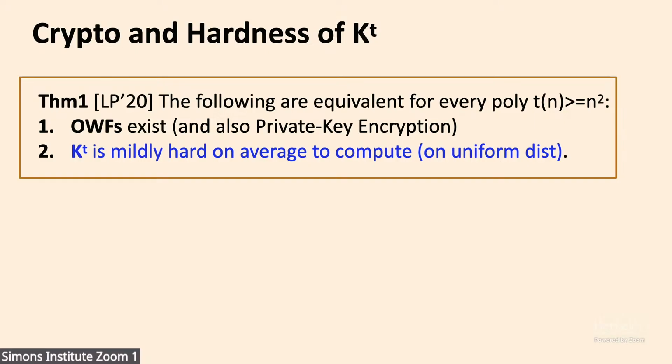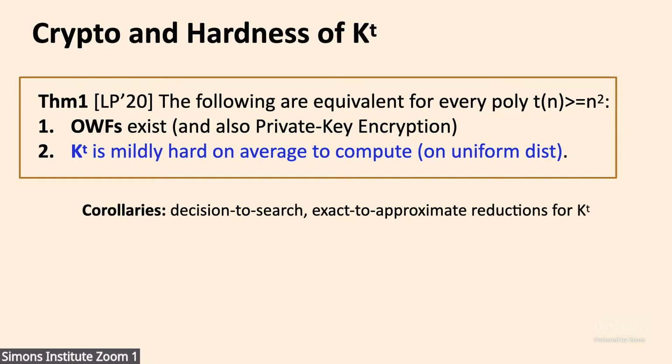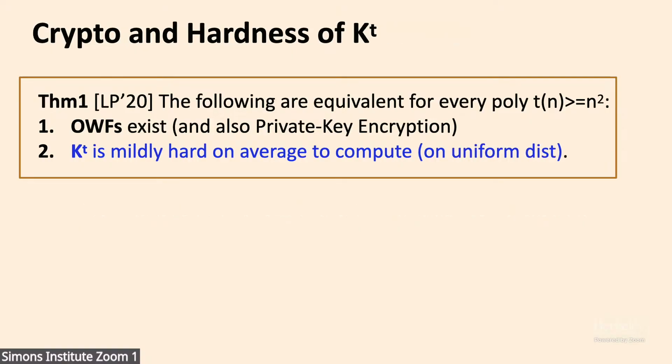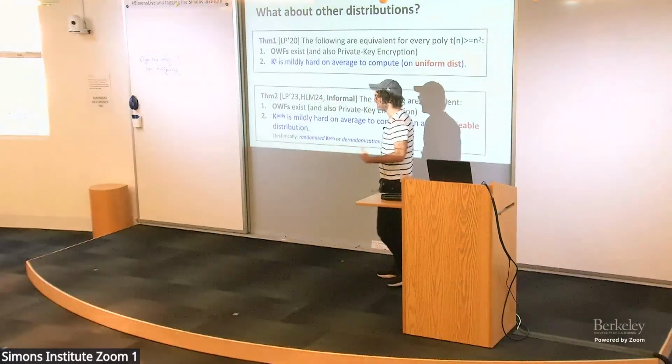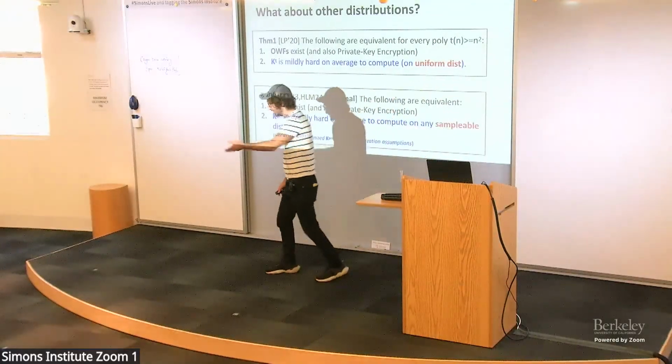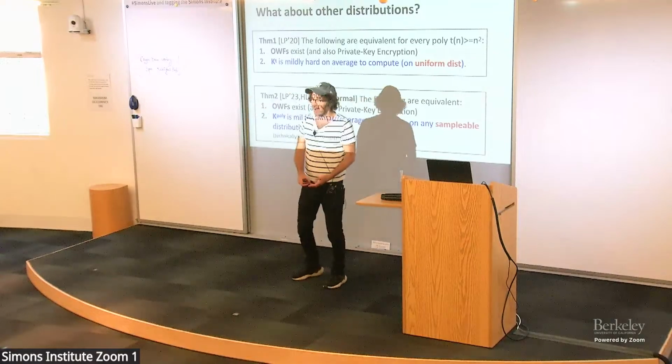Not so cool, right? To be able to do a comparison for things that don't have a short description, exactly, not so relevant. So what we actually care about is, if I can break this one-way function, can I do it on other distributions also?